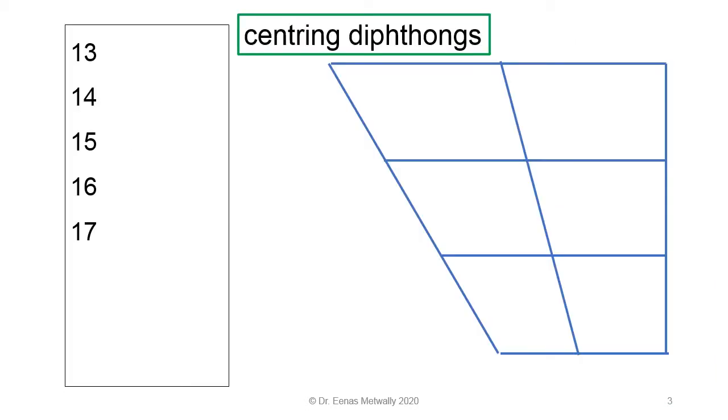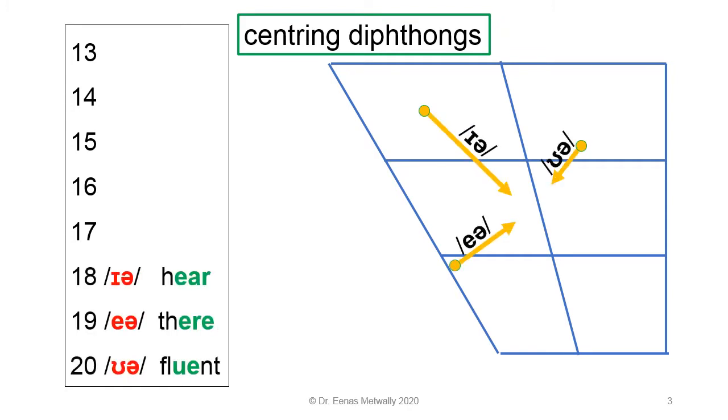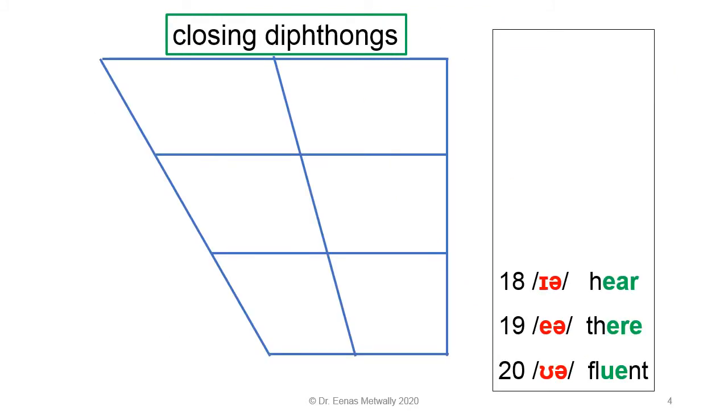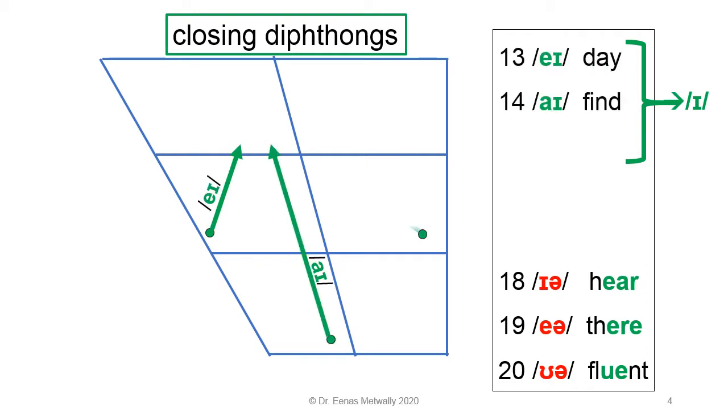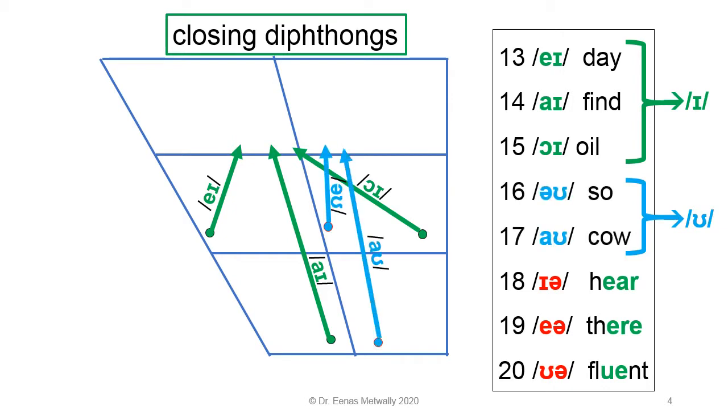Now the centering diphthongs that we learned last week were ear, and ua, all heading towards the central vowel schwa, which is why we call them centering diphthongs. English has 5 closing diphthongs. 3 of them glide towards the closer vowel I, and 2 glide towards the closer vowel u. So we have 3 towards I, a, I, and oi, and the 2 vowels that glide towards the u are o and ow.